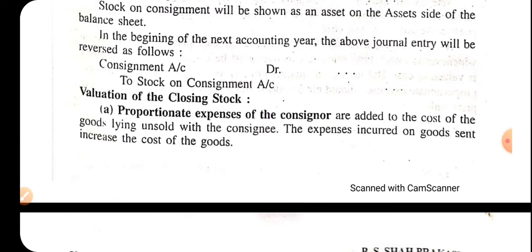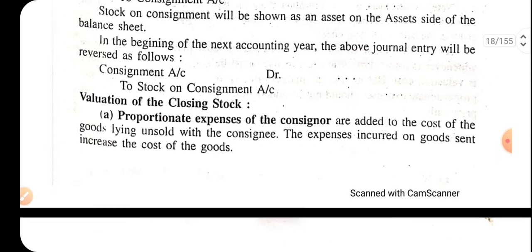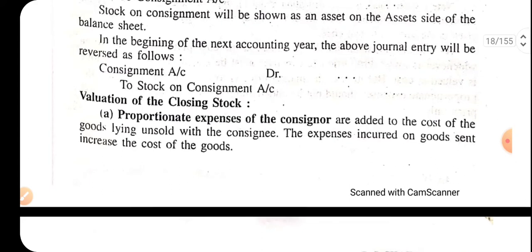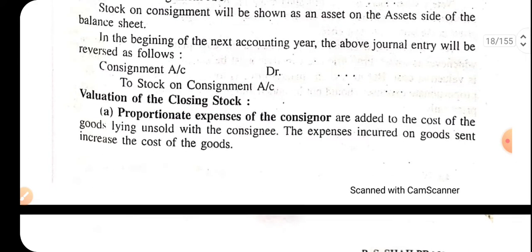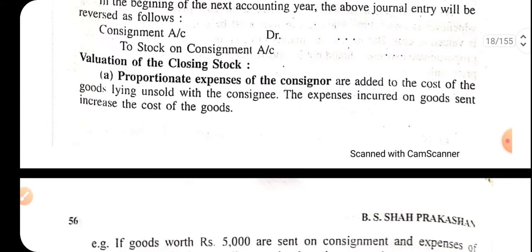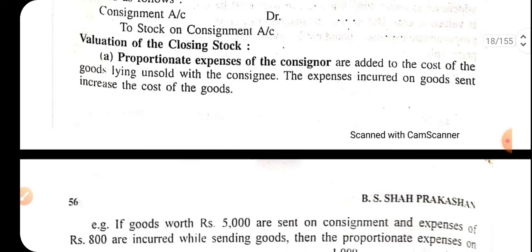It means when we are preparing the balance sheet, at that time we make the entry for closing stock, and closing stock is always posted on the asset side. So the consignment account credit side also shows the same situation. In the beginning of the next accounting year, the above journal entry is reversed, that is, Consignment Account debit to Stock on Consignment Account.